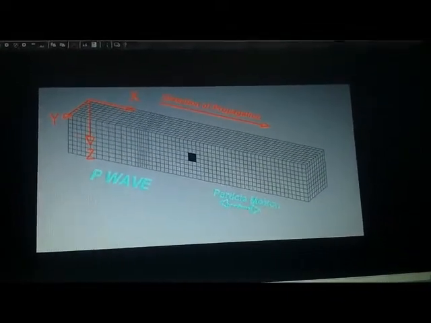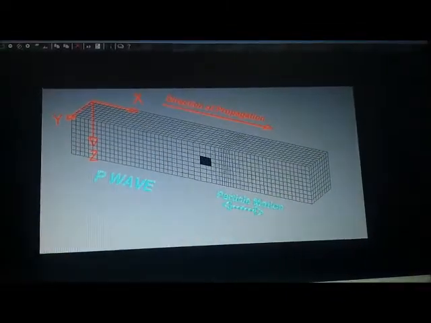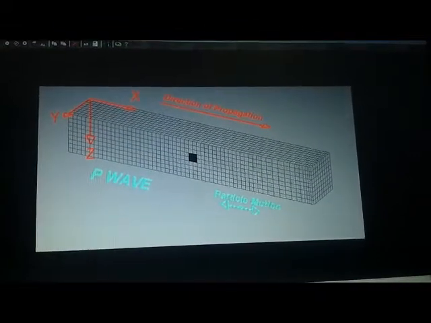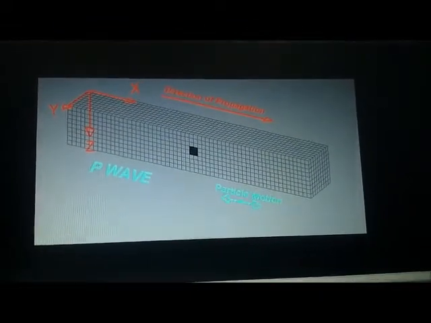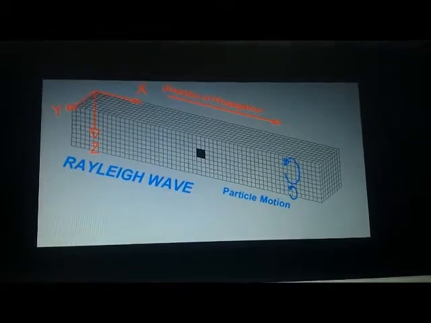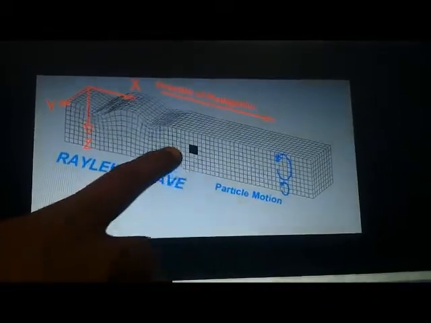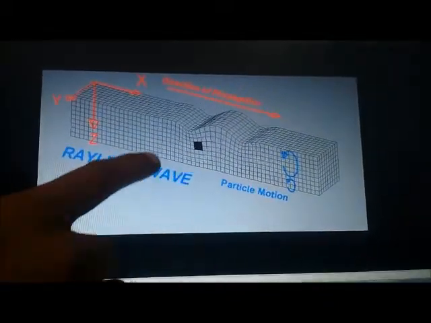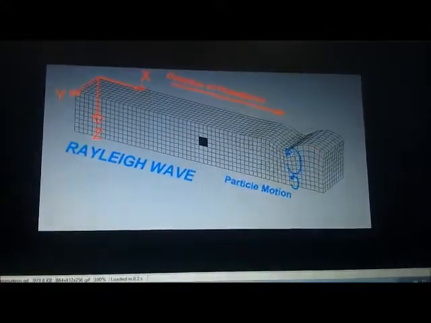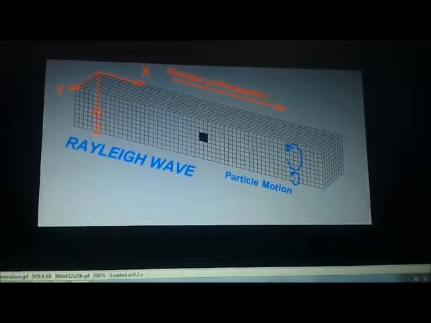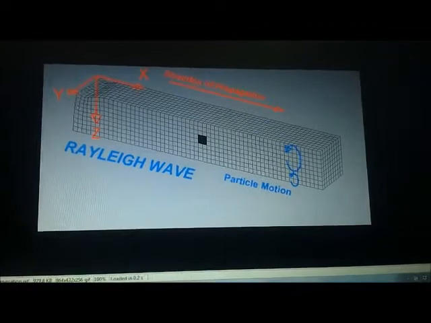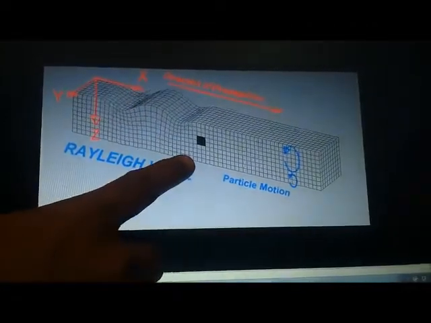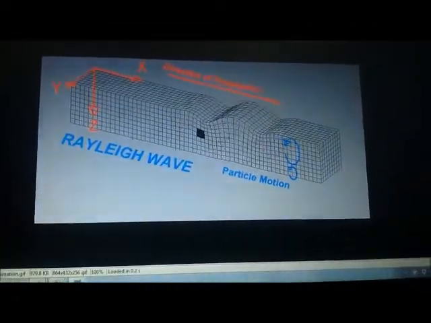This is the P wave. Here you can see the particles get compressed and elongated when the P wave travels through the rock medium. That is the nature of the P wave. And this is the Rayleigh wave. You can see the particles going in a circular or elliptical motion. The elliptical motion is created by the Rayleigh wave. This is the nature of the Rayleigh wave. Again you can see the particles go in an elliptical order.